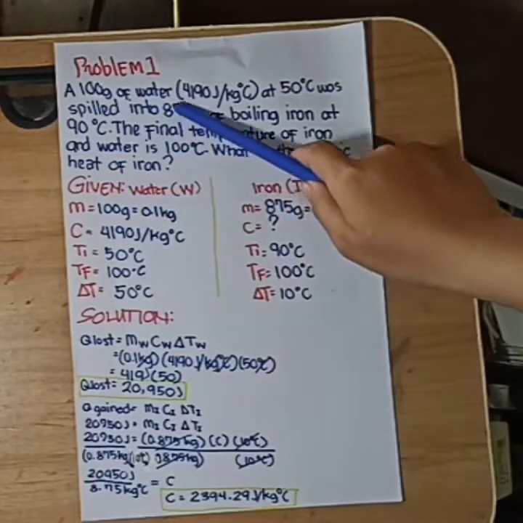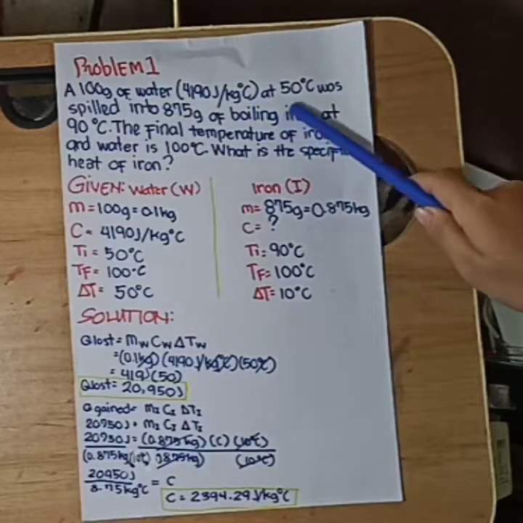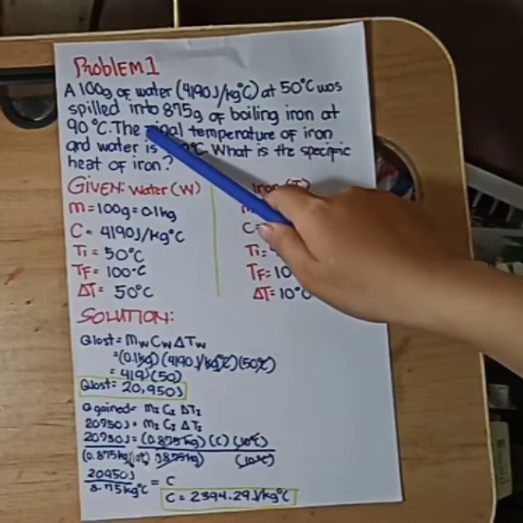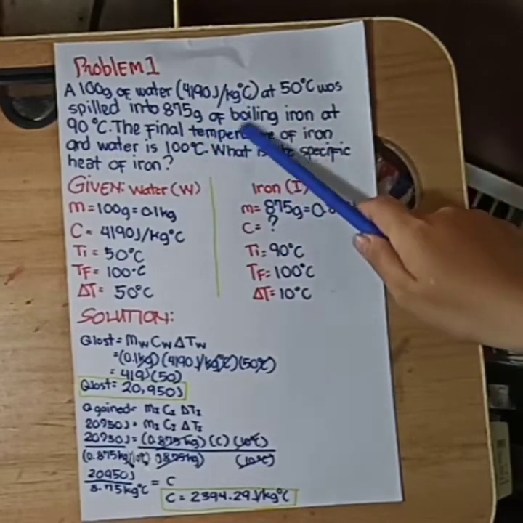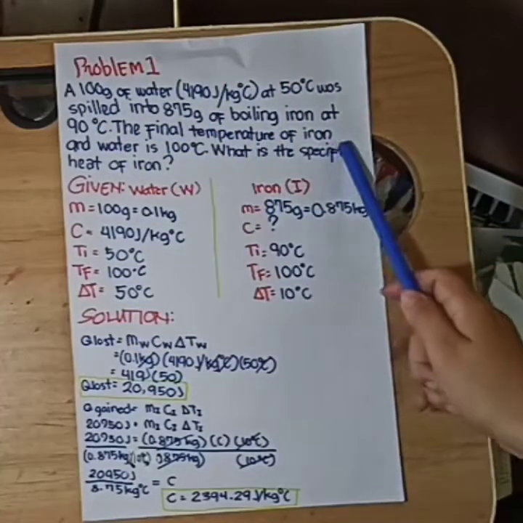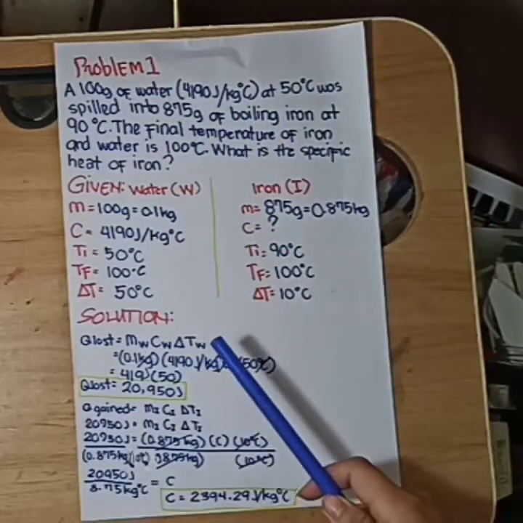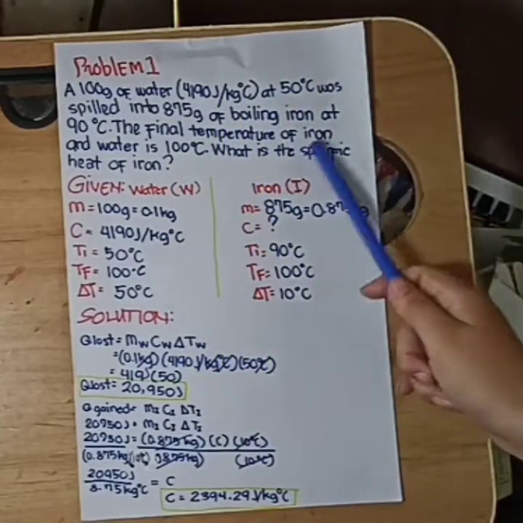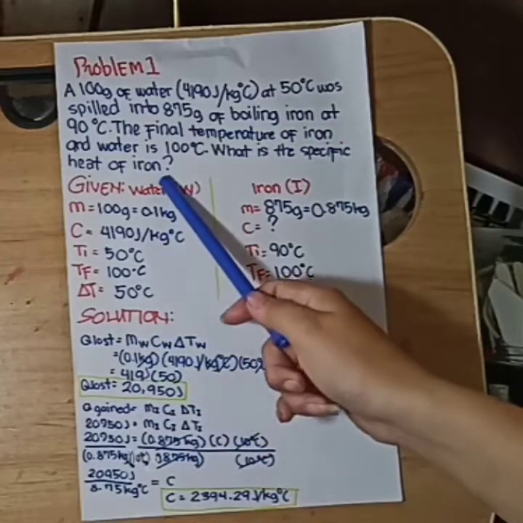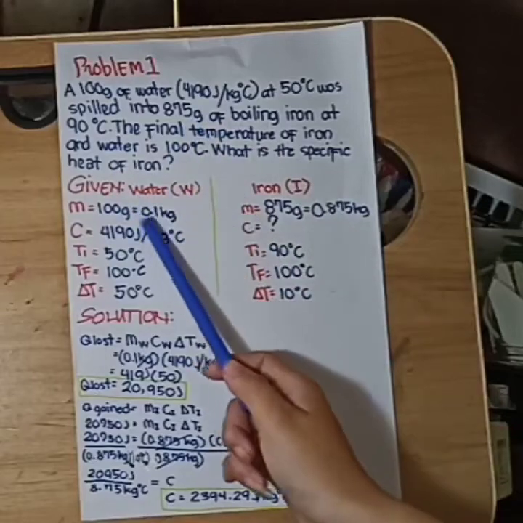A 100 grams of water with 4,190 joules per kilogram degrees Celsius at 50 degrees Celsius was poured into 875 grams of boiling iron at 90 degrees Celsius. The final temperature of the iron and water is 100 degrees Celsius. So, what is the specific heat of iron? First, we're going to write the given.